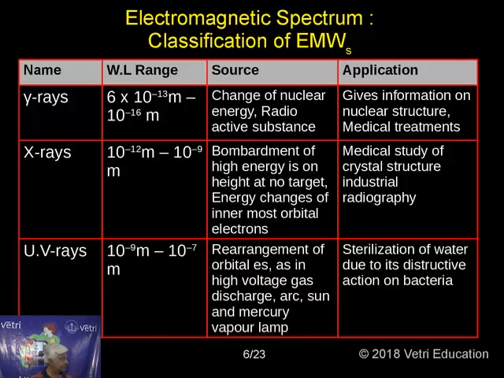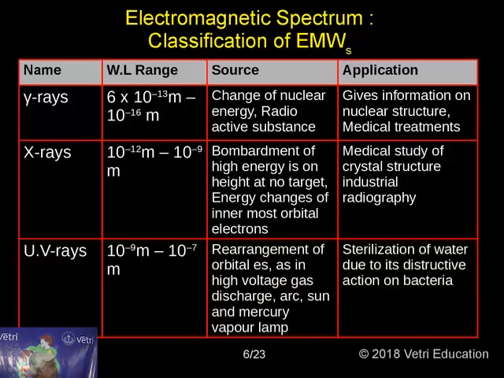UV rays: 10 power minus 9 to 10 power minus 7 meter, still longer. Rearrangement of orbital electrons as in high voltage gas discharge, arc, sun and mercury vapor lamp. It is used for sterilization of water due to its destructive action on bacteria. It is also very important for other reasons. So these are all the uses of UV rays.